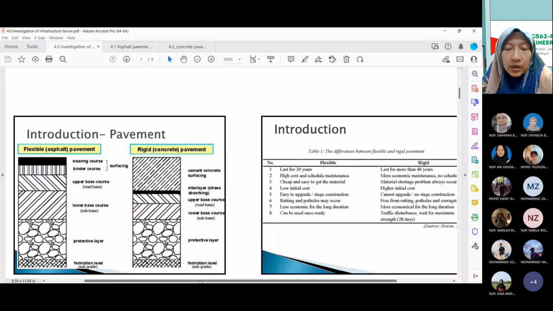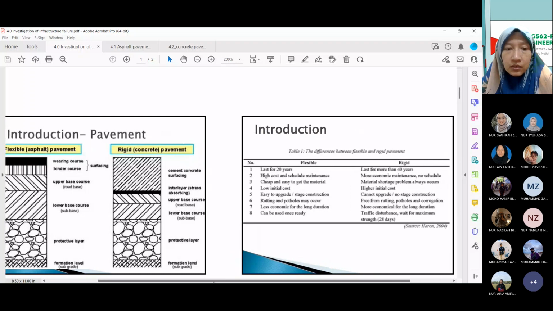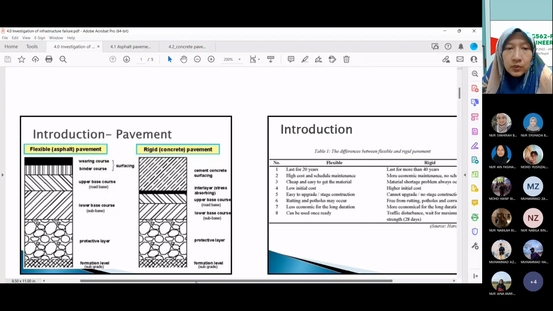And then lastly, back to the budget. If your company has a lot of budget and wants a long-lasting pavement structure, we are going to have concrete pavement. Otherwise, you can have flexible pavement.